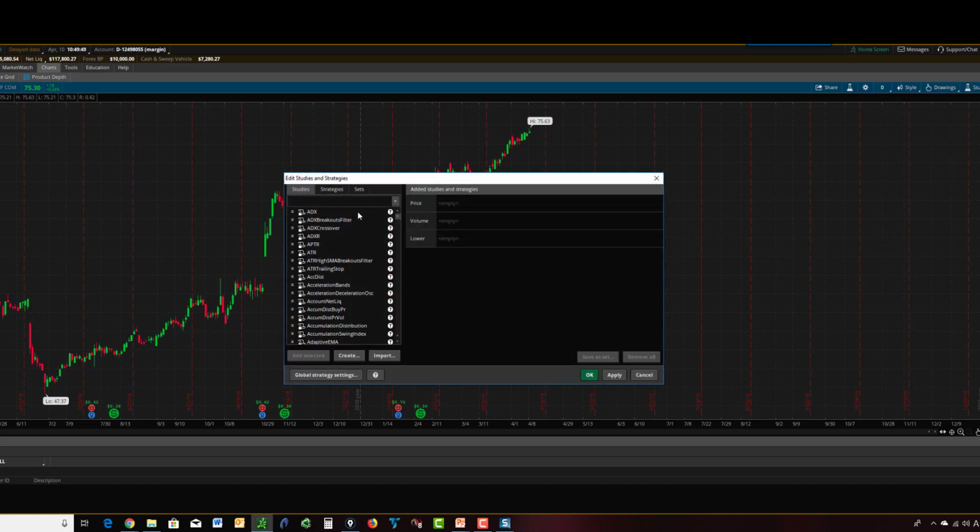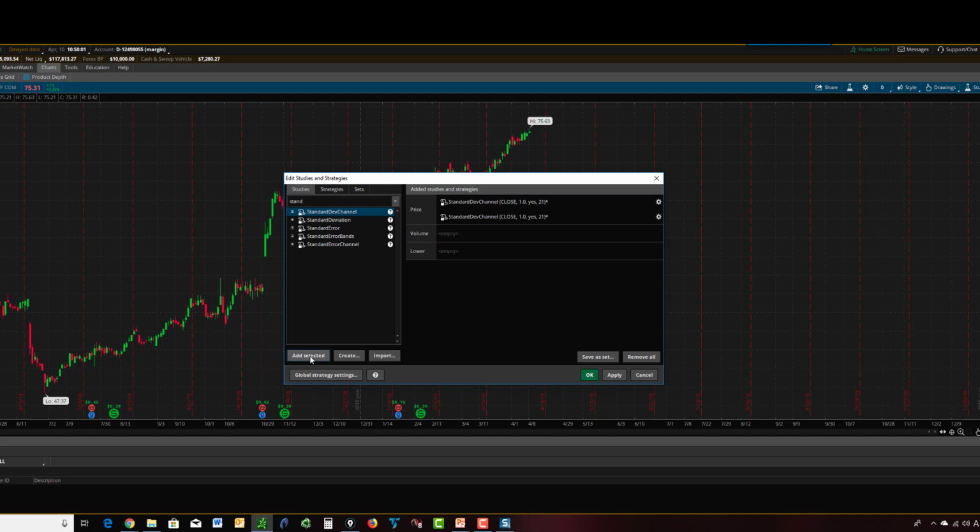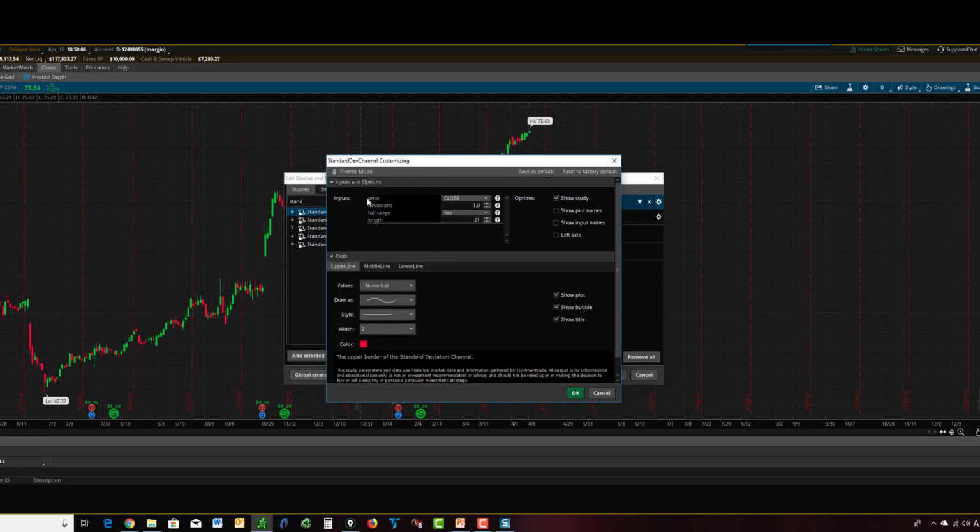Edit Studies, and then here on the left side, you put down Standard Deviation Channel. You see it shows up right here. You click on it, and you add it twice. Here, the first one, you can see it says deviation is 1, length 21. Down here, you can see it says upper line, I have it red. Middle line, I have it pink. The width is 3. Lower line, the width is 2, the same as the upper line, and the lower line is green.